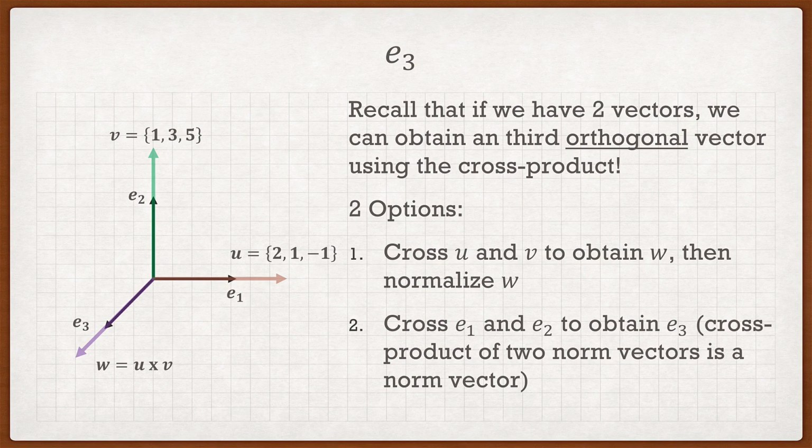And this is, instead of crossing u and v, recall that we already have e1 and e2 from the previous slide. So if we have e1 and e2, we can cross them together to obtain e3 directly. Because a little trick is the cross product of two normal vectors, in this case e1 and e2, results in a normal vector. So if we cross e1 and e2, our resultant vector will already be normalized. And since it's in the direction of e3 and normalized, well, that vector will be e3. So there you have it. There's how to get e1, e2, and e3.